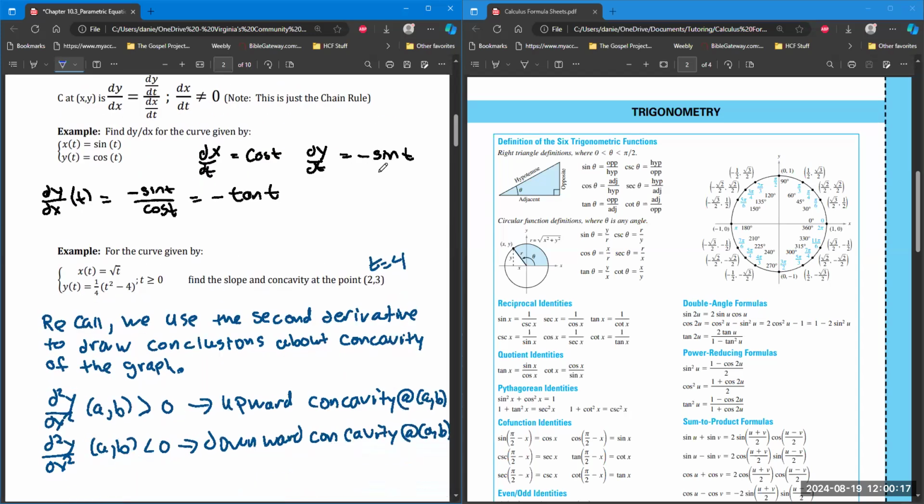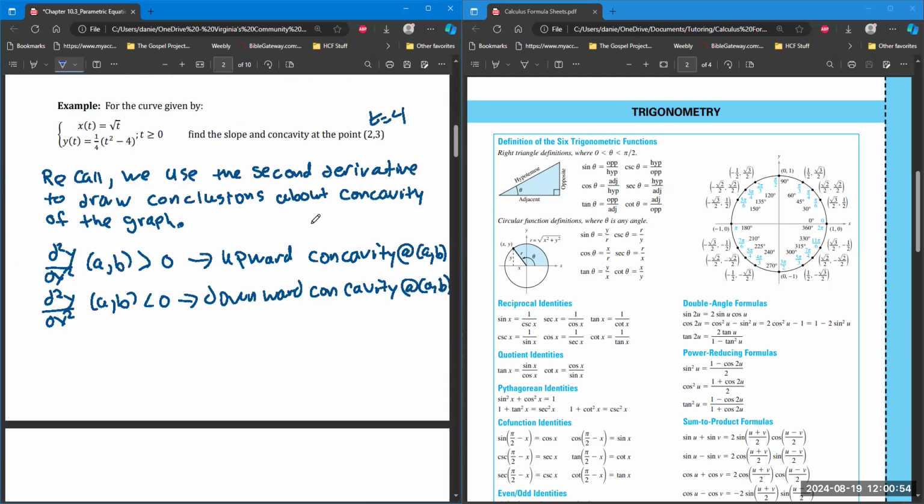So let's look at this example here. If x of t is equal to sine of t and y of t is equal to cosine of t, that means my dx/dt would be cosine of t, and my dy/dt would be negative sine t. My dy/dx as an equation of t is going to be dy/dt, negative sine t, divided by dx/dt, cosine of t. Sine over cosine is tangent of t, so dy/dx is going to be negative tangent of t.